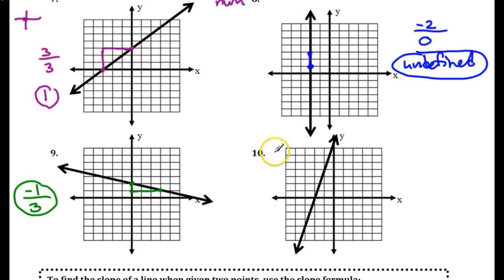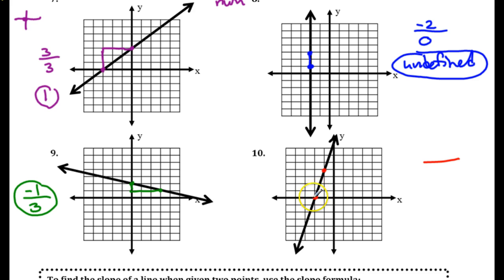Alright, last example here. So this one. Let's just make a prediction. Do you think this will be positive or negative? Hopefully you said positive, because if we put our little guy here, he's going to have to go uphill. Alright, so let's get 2 points. These two are good. See, right here is a little off. This one will be better. It's right on the intersection.